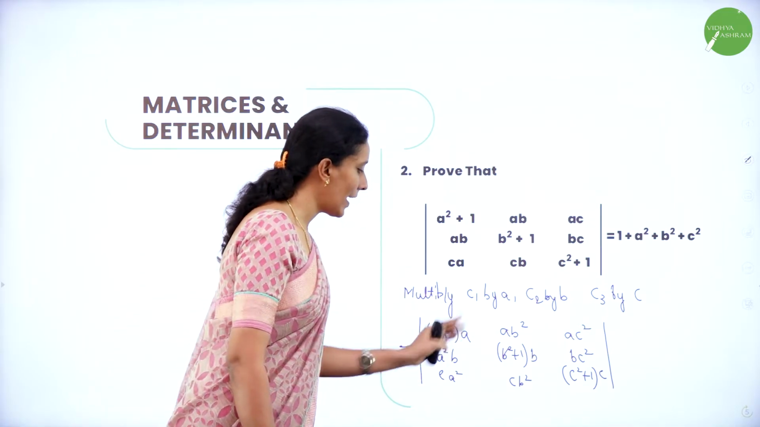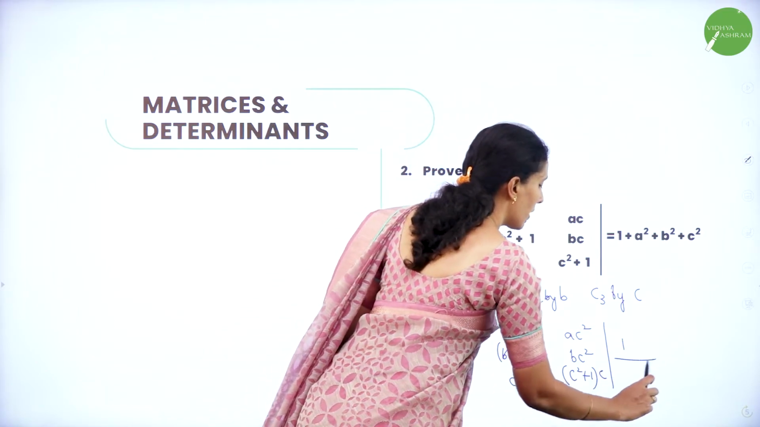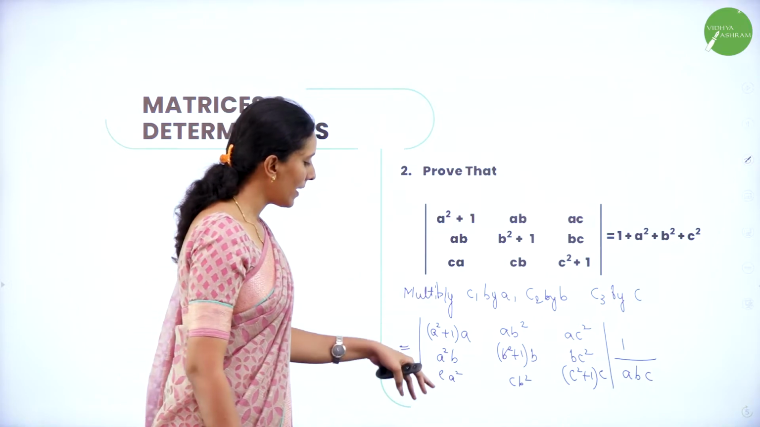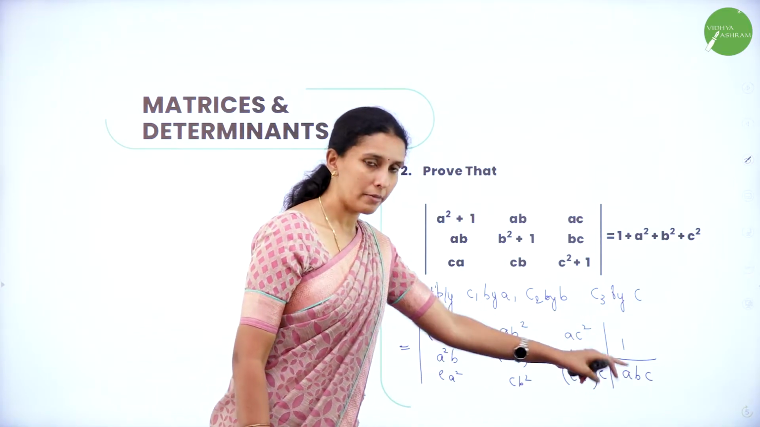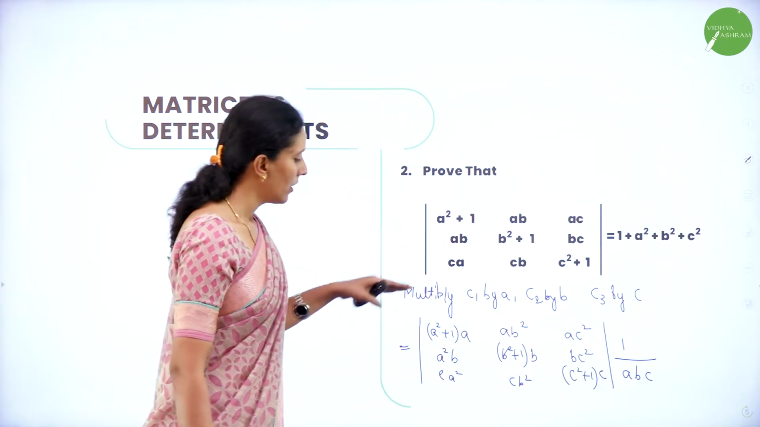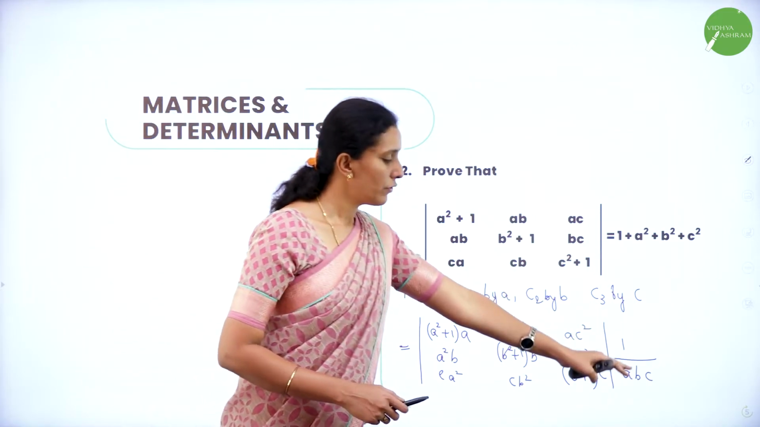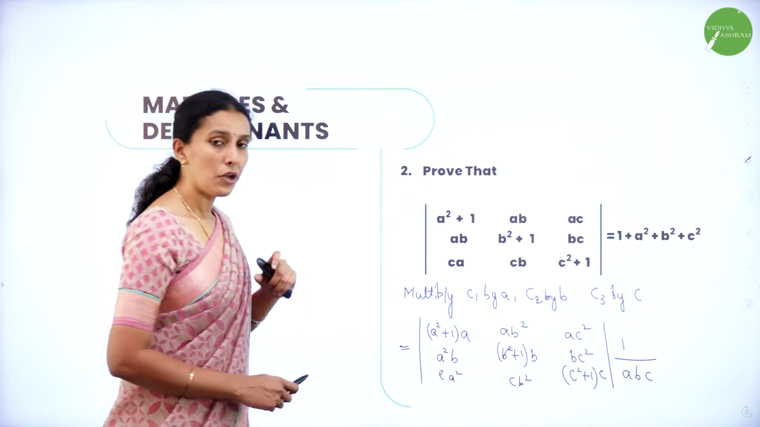When you multiply any factor, you have to divide by the same because the value of the determinant should not change. So, when you are multiplying A, you should divide it by A. When you are multiplying B, you should divide it by B. When you are multiplying C, you should divide it by C. So, taking A, B, C as a common factor, then if you divide by A, B, C, you will get back the same one.